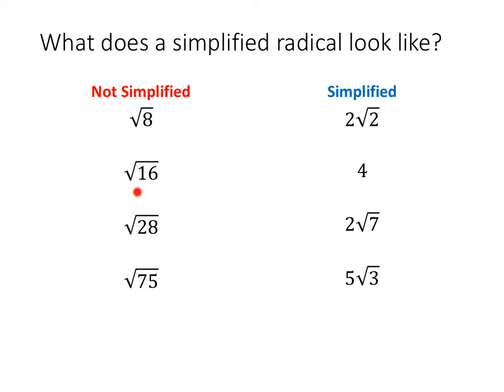We would never leave a perfect square like this as a radical; we would write it as 4. The square root of 28 simplifies to 2 times the square root of 7. And then the square root of 75 will reduce to 5 times the square root of 3. Now these are the same thing, so if you were to plug these into a calculator, you would get the same answer.